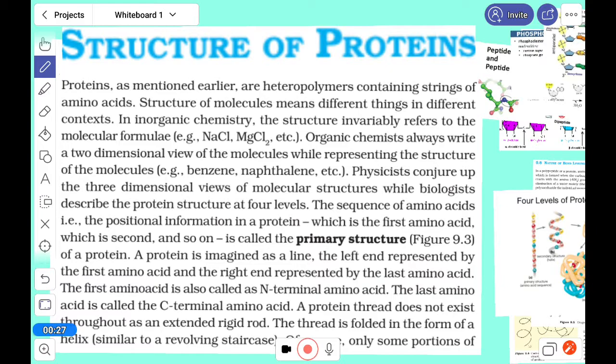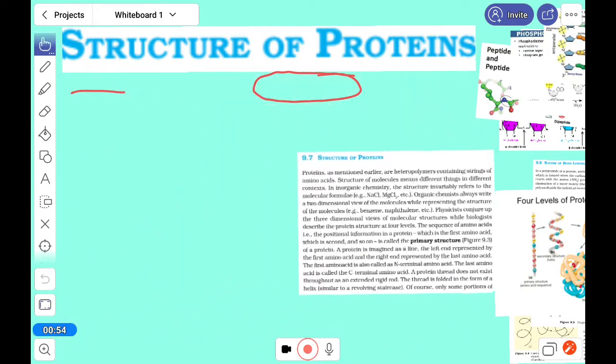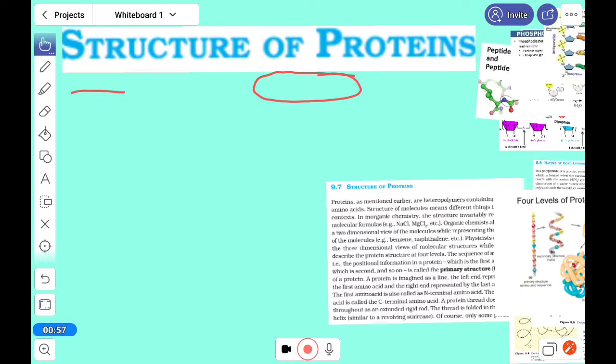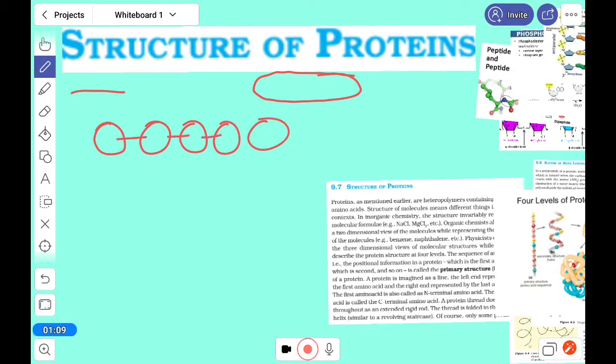The protein here, look at here, protein, which we have already discussed, are heteropolymers containing the strings of amino acid. What is a heteropolymer? And if we consider another term, there is the homopolymer. So let's know a little bit about it. Here this concept of homopolymer means that the same type of monomer is joined with each other. Okay, same type of monomer.